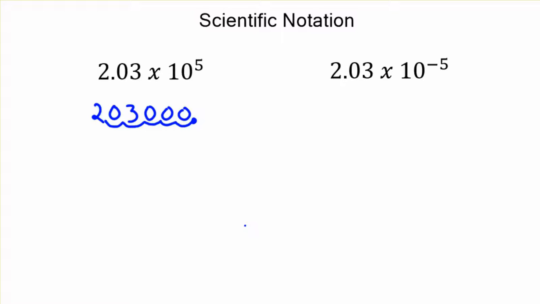Well, what if it's negative fifth? Well, let's try this out. It's still 203, but we start there and go to the left. We go over 1, 2, 3, 4, 5. And there are 4 little spaces there because we had to move 5 times. So that represents that number.